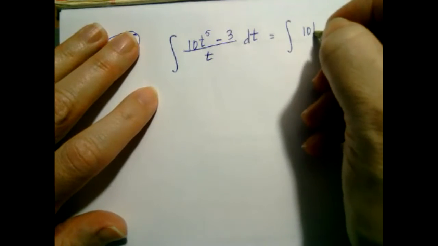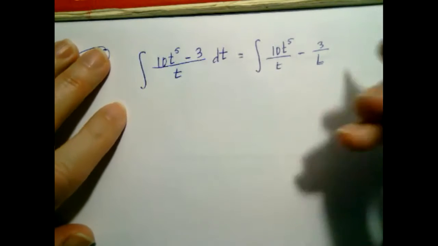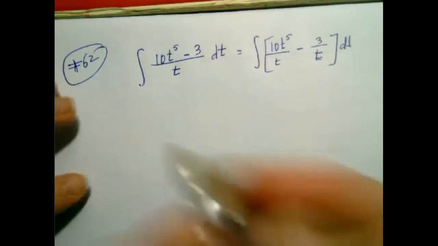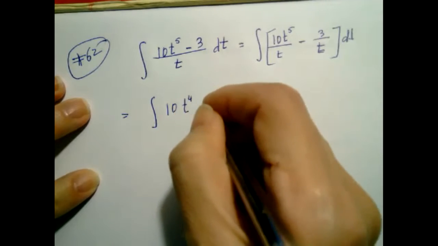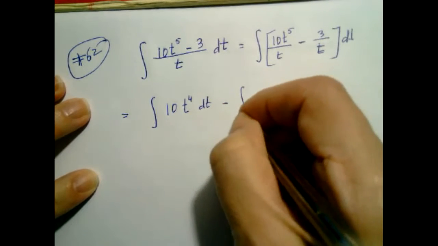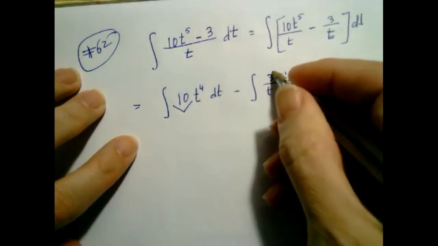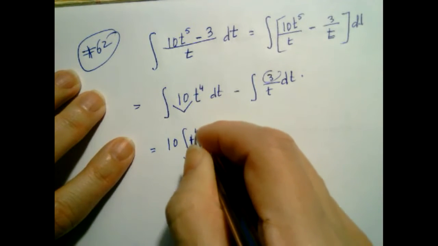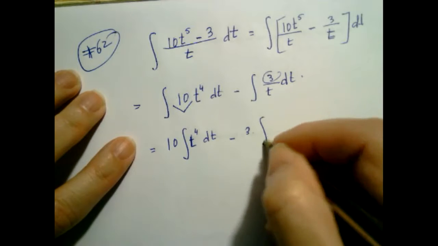So I'm going to split the numerator, which will give me the integral of 10 t to the power 5 over t minus 3 over t dt. And now simplify a little bit more, giving me the integral of 10 t to the 5 over t, that's a t to the 4 dt, minus the integral of 3 over t dt. Now I have a constant, and this is a constant. And we know one of the properties of the indefinite integral is that the constant, only constants, not variables, not t, can be taken out. So it's 10 times that. And 3 is a constant. I can do that for 3 as well.